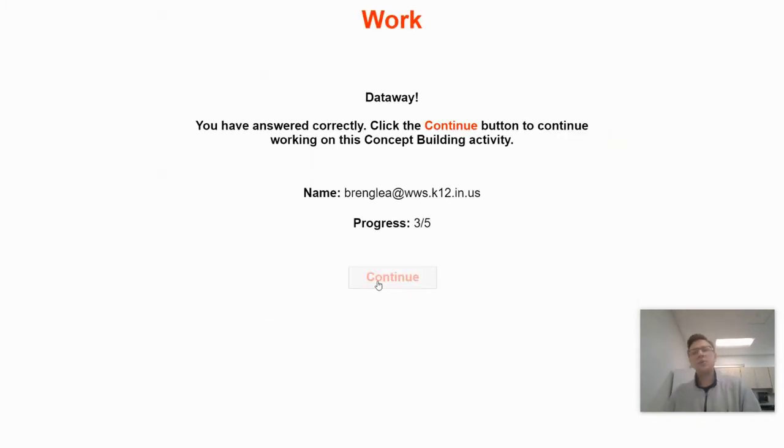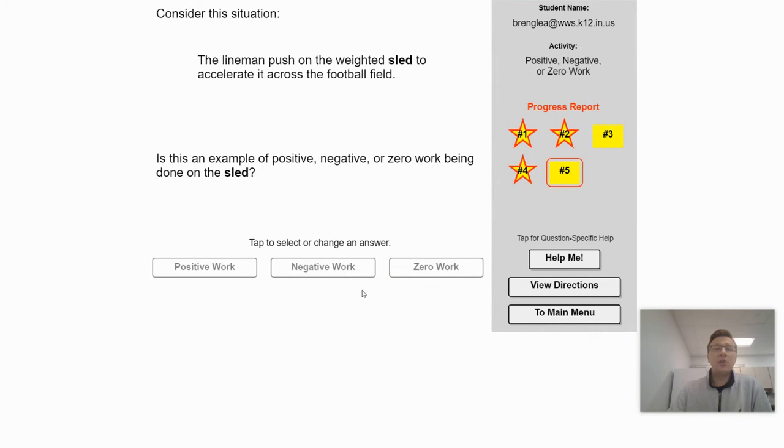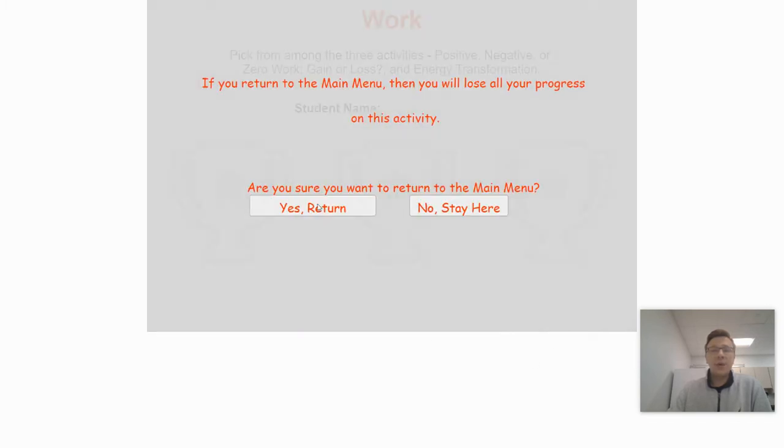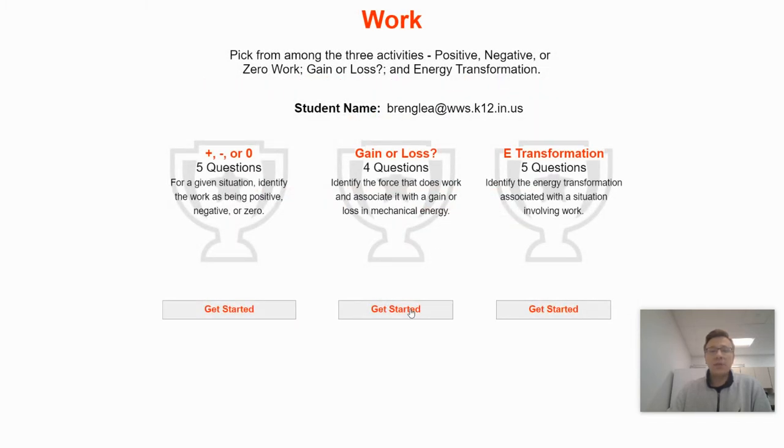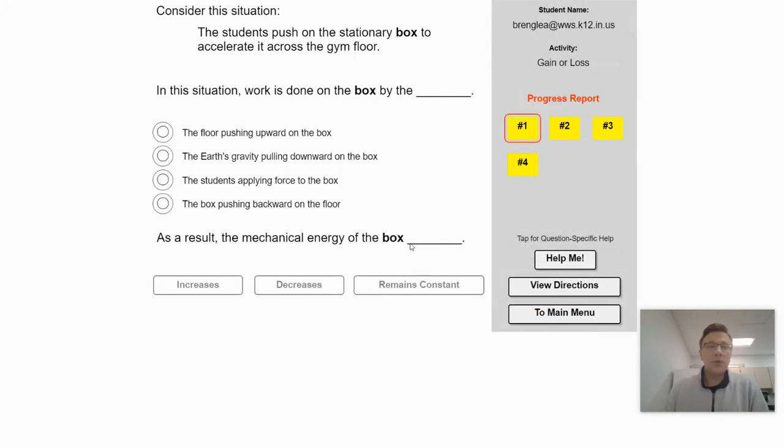Okay, so there's an example of each: positive, negative, and no work. We'll go back to the main menu here, and we'll move on to the next activity, since you can figure that out. In this one, we are trying to explain the situation of how work is done on the object. It says the students push on the stationary box to accelerate it across the gym floor.